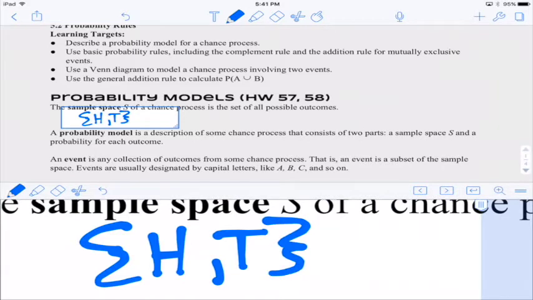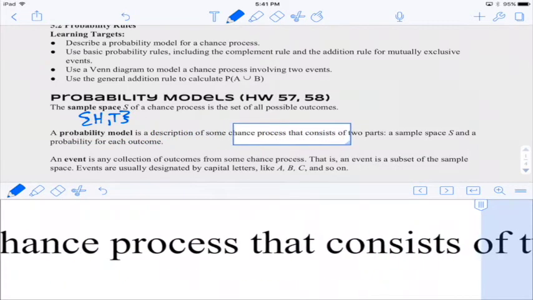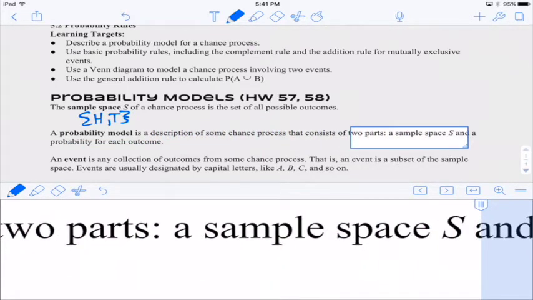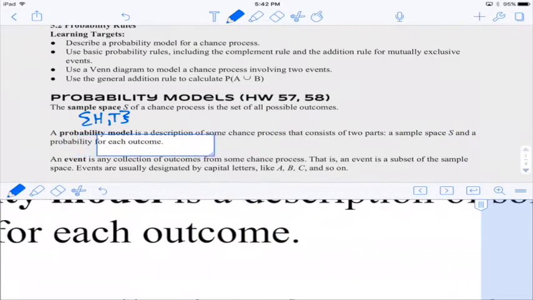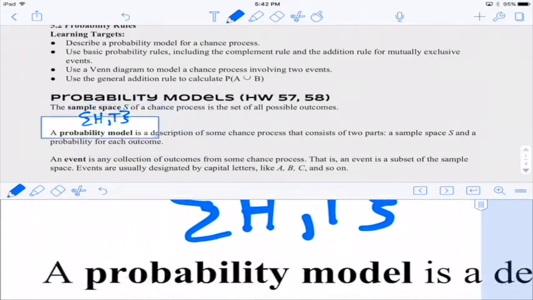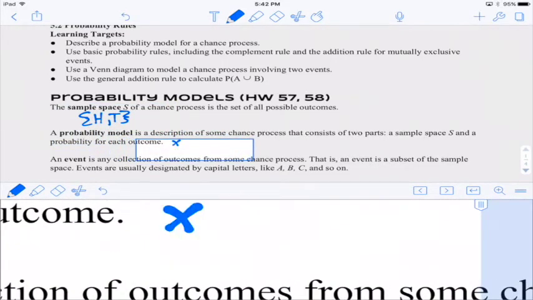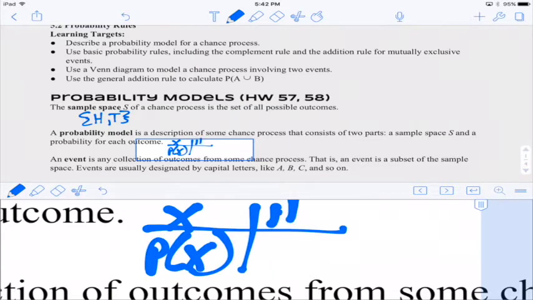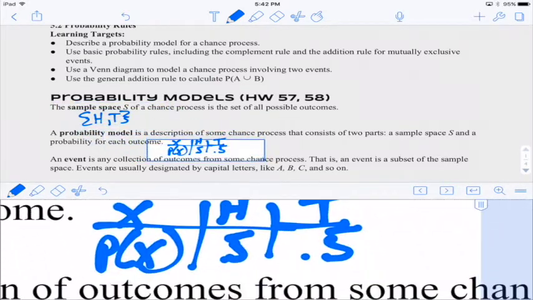That's everything that's possible. A probability model is a description of some chance process that consists of two parts, a sample space S and a probability for each outcome. So this would be part of our probability model, but we would also need the probabilities. We have X is a heads or a tails. The probability of a heads would be 50%, and the probability of a tails would be 50%. So between these two things, we have a probability model.